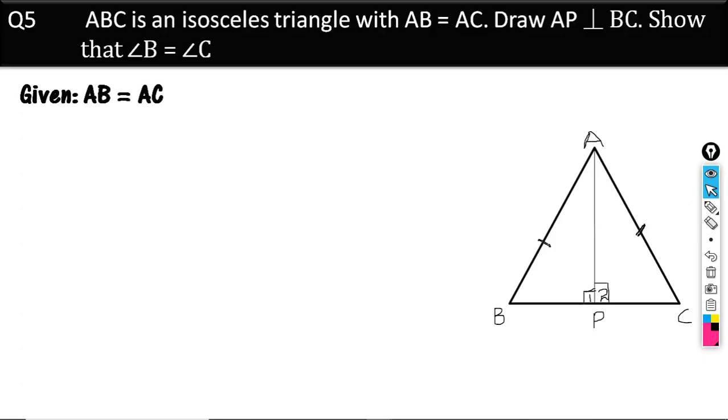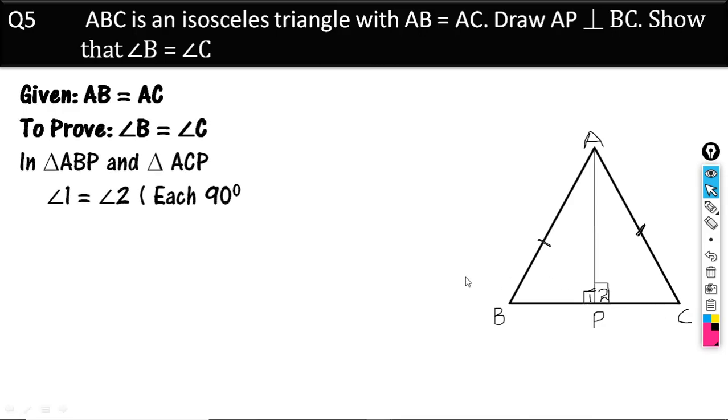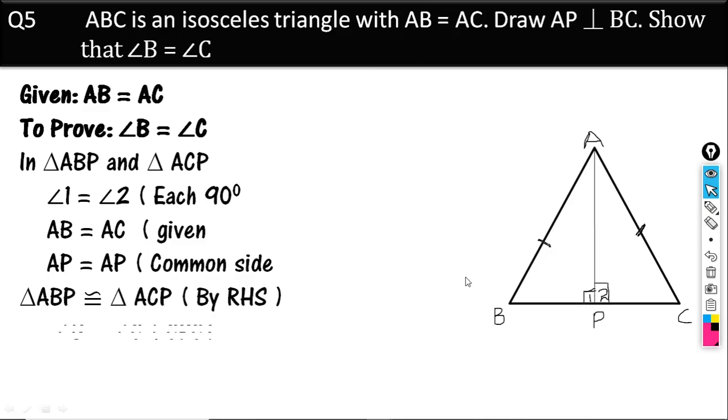Here is question number 5. In this question, this is exactly the same as we discussed in the previous question earlier. It is asked in the problem to prove that angle B is equal to angle C. Now it can be proved easily by proving the triangles congruent by RHS, and angle B and angle C, they are equal because of CPCT.